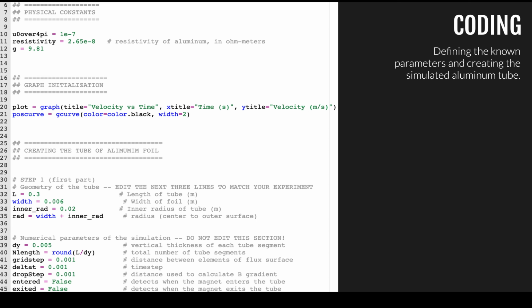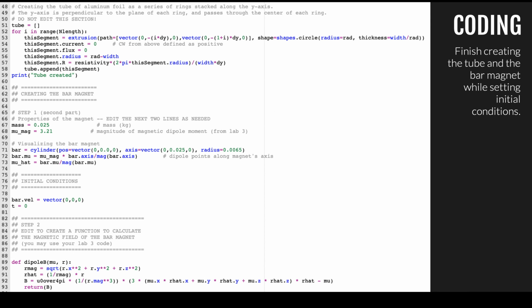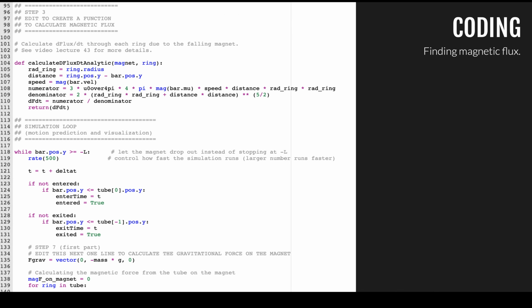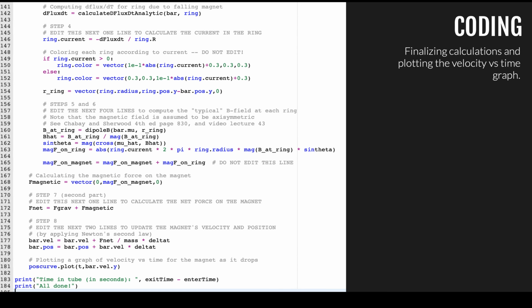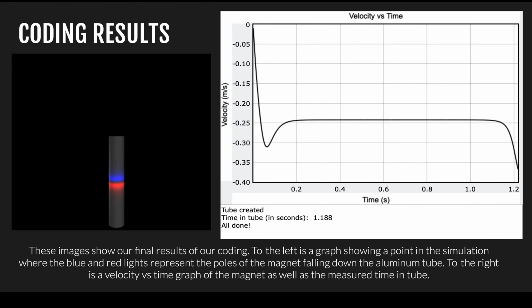So I have 4 slides containing my code. This first one is just defining parameters and creating the simulated aluminum tube. And then this one, we finished creating the tube and the bar magnet while setting the initial conditions. This is some of the code that we use to find the magnetic flux and the gravitational force. And then here we're finalizing all those calculations and plotting the velocity versus time graph.